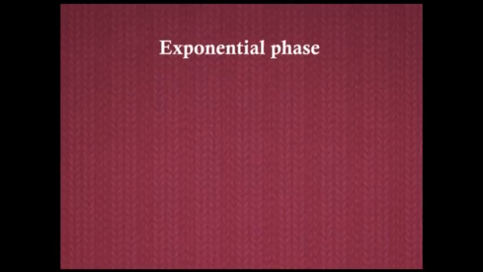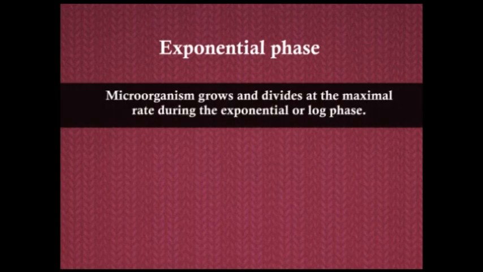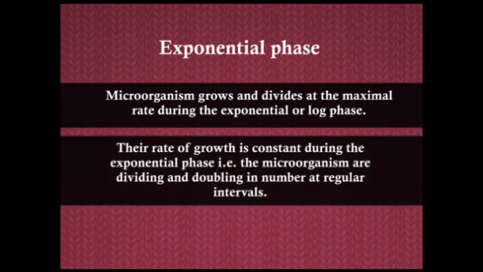So next we'll come to the exponential phase. Microorganisms grow and divide at the maximal rate during this phase, that is the exponential or the log phase. Their rate of growth is constant during the exponential phase, that is, the microorganisms are dividing and doubling in number at regular intervals. As each individual divides at a slightly different moment, the growth curve rises smoothly. And the population of the microorganism is considered to be most uniform in terms of chemical and physiological properties during this phase. And hence, exponential phase cultures are usually used in biochemical and physiological studies.